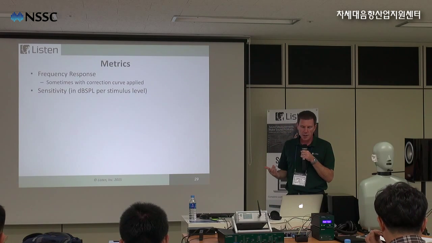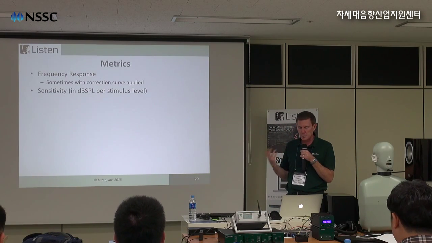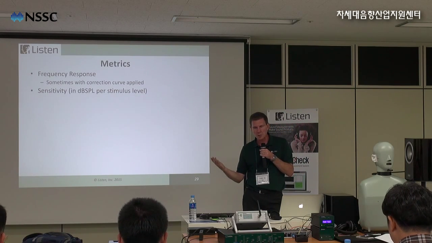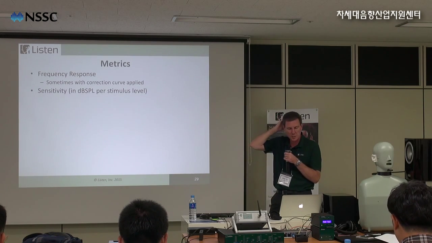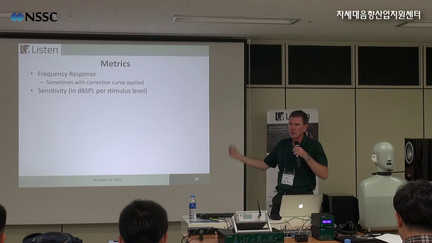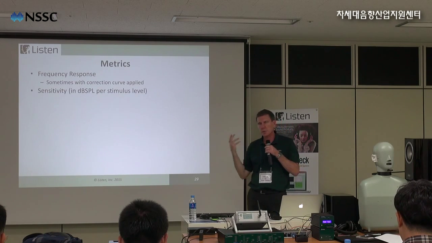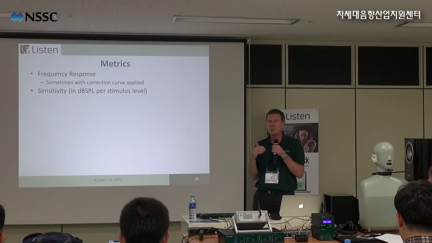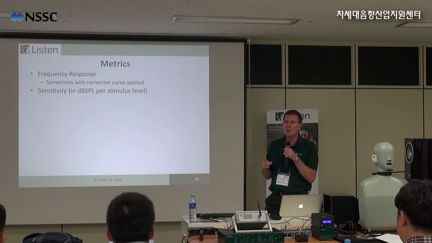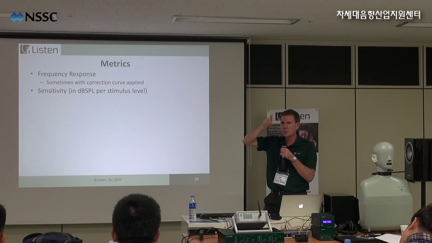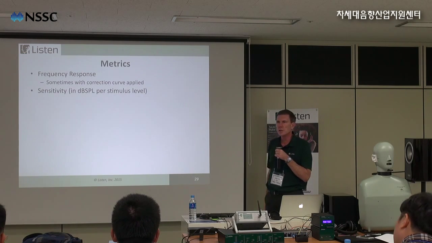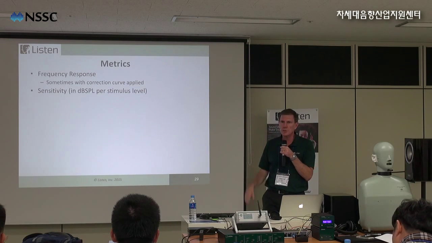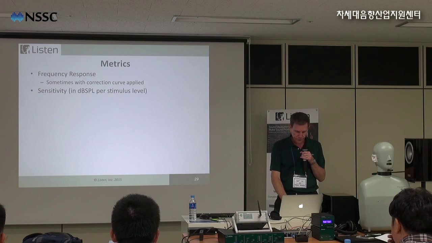Sensitivity, typically in dBSPL for a particular stimulus level. So I put 100 millivolts in, I get how many dBSPL out. I may want to take a range of frequencies. Sometimes people just specify 1 kilohertz. But it's a bit dangerous if you just specify one frequency, because what happens if you have a cancellation or a dip at that frequency? It's not going to be very representative of the overall sensitivity of the headphone.